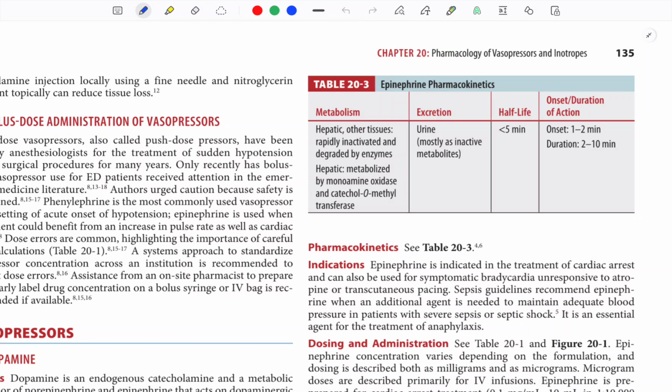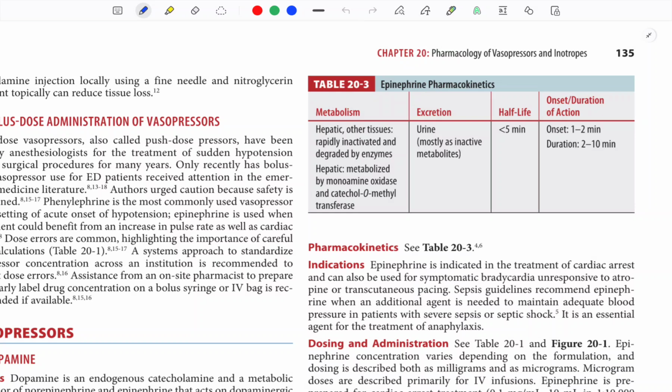And angiotensin II is rarely used now. Half-life is less than 1 minute. Onset is within 5 minutes with infusion duration up to 3 hours. So angiotensin II is expensive, but it works very well and for a longer duration.